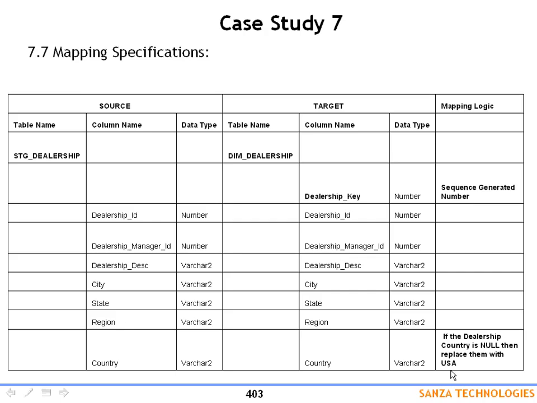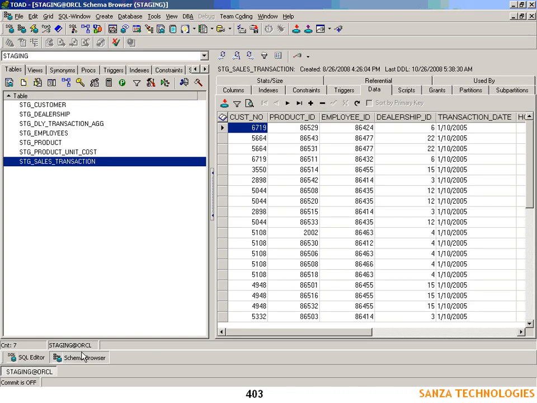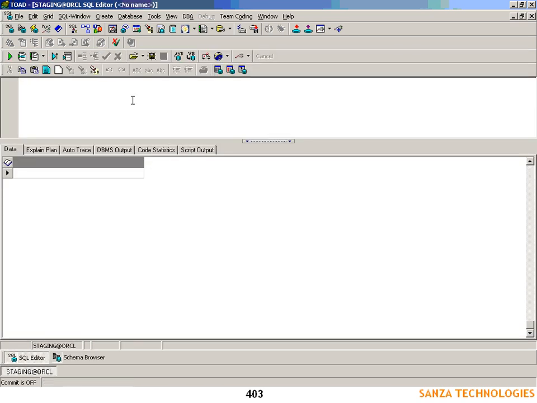But I want, if the dealership country is null, then replace it with USA. So let us go to the staging database and see the data in the staging table. Select star from STG dealership.